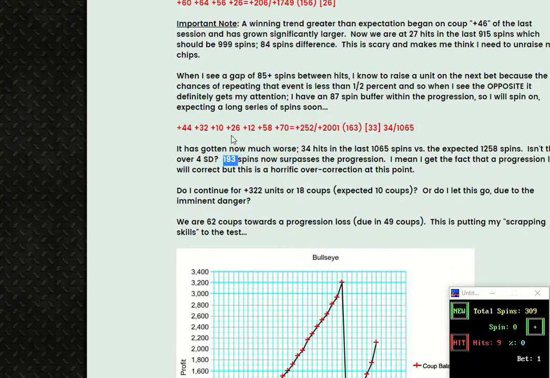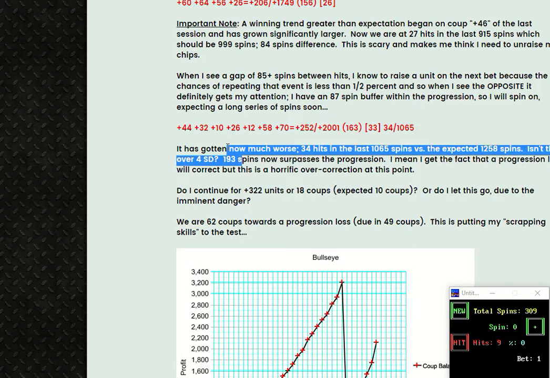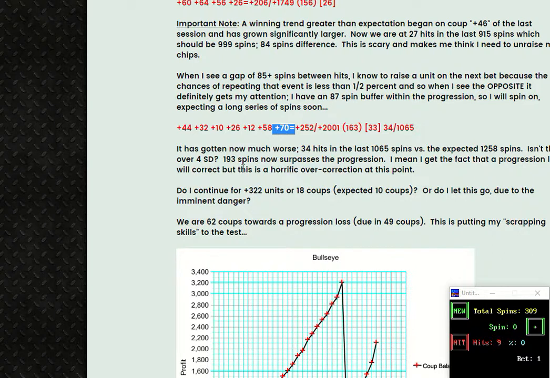This is significant. At this point, we are very significant. We're 193 spins, because why? The HS ratio, since this is review at this point, is 34 hits in 1,065 spins instead of 1258. Now, this is a serious event. This is something that I'm willing to back off on. We're at 2 units right now. Let's go back down to 1 unit and just hunker down and see what happens. Let's monitor the statistics and figure out a time to come back.